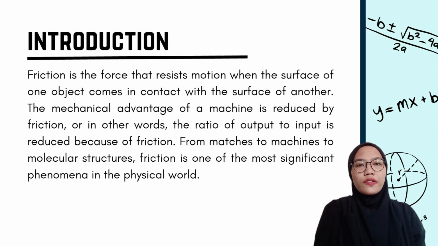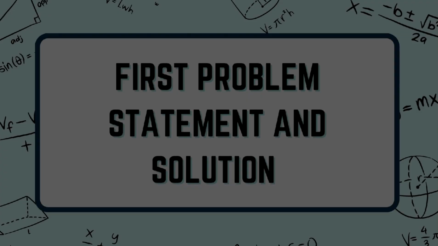Friction is the force that resists motion when the surface of one object comes in contact with the surface of another. The mechanical advantage of a machine is reduced by friction, or in other words, the ratio of output to input is reduced because of friction. From matches to machines to molecular structures, friction is one of the most significant phenomena in the physical world.